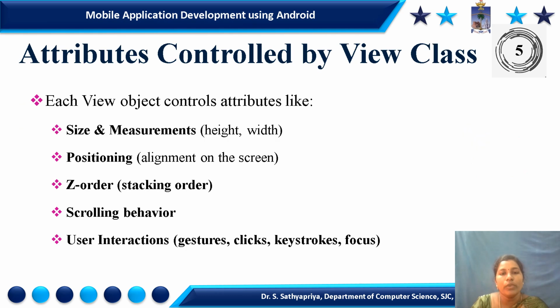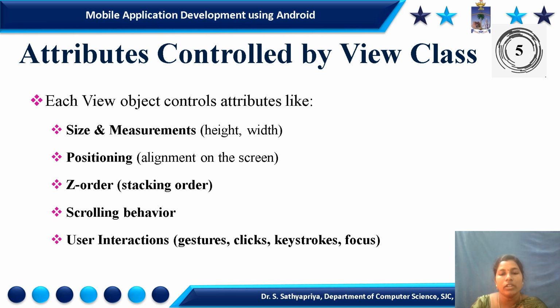Every view object in Android has a set of attributes that control how it looks and behaves on the screen. These attributes determine the size, position, interaction, and display order of UI elements. Key attributes of the view class are size and measurements, positioning, Z order, scrolling behavior, and user interaction. Size and measurements define the height and width of the view in pixels or dp, or match parent or wrap content. Positioning determines alignment on the screen like left, right, center, top or bottom.